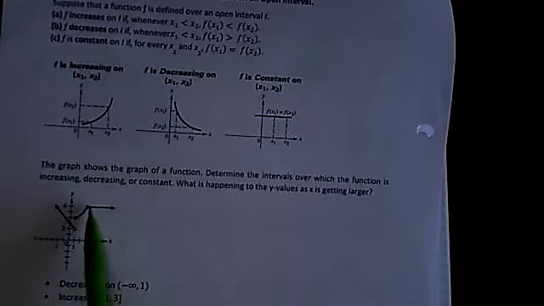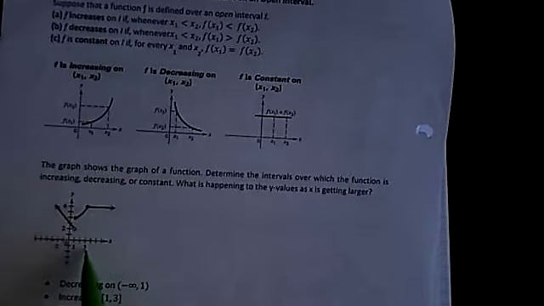All right, what about this last part? Well, it just stays the same. So that's your constant. So where does that begin being constant? Well, at 3, and then it goes to positive infinity. I'm sorry, yeah, from 3 to positive infinity. Okay.